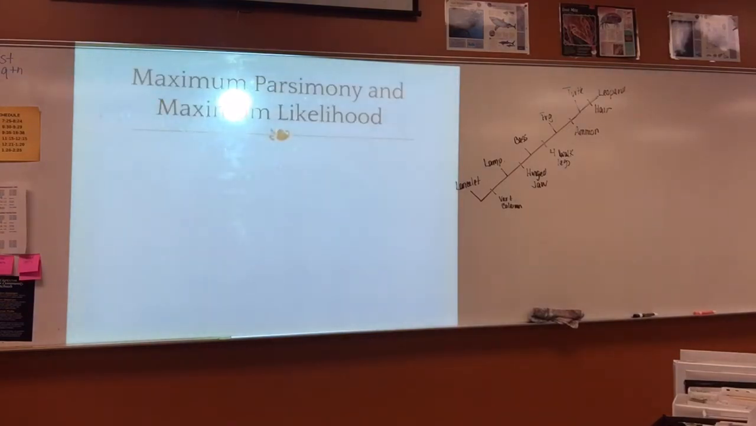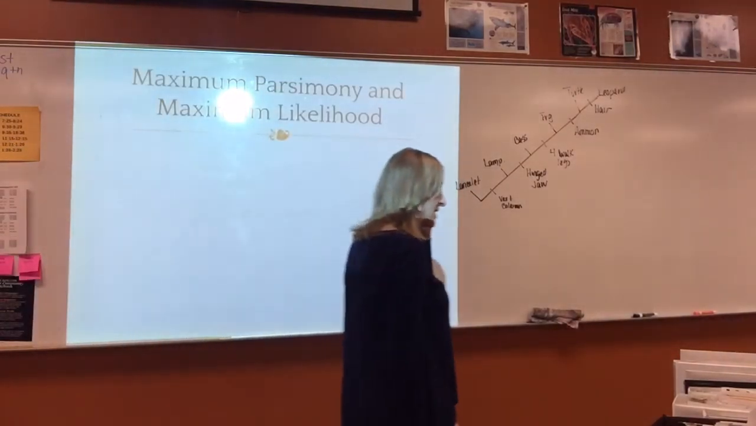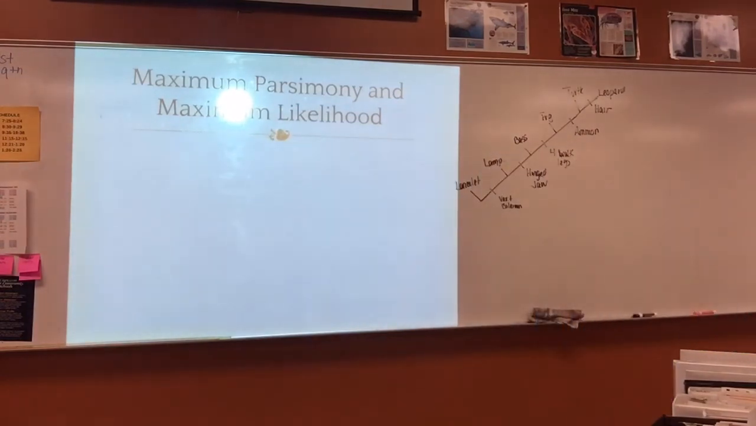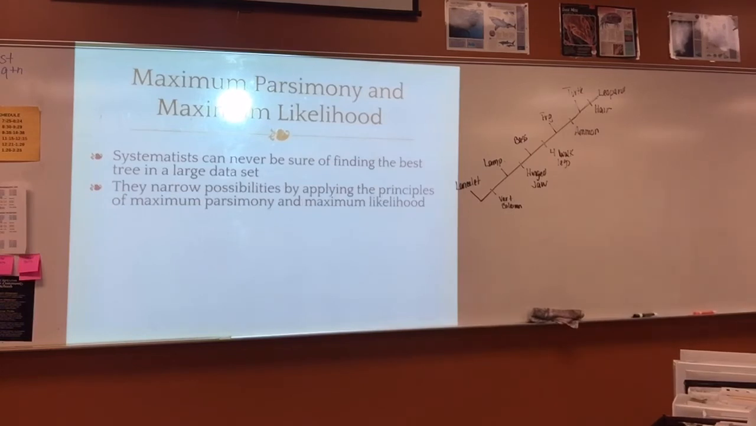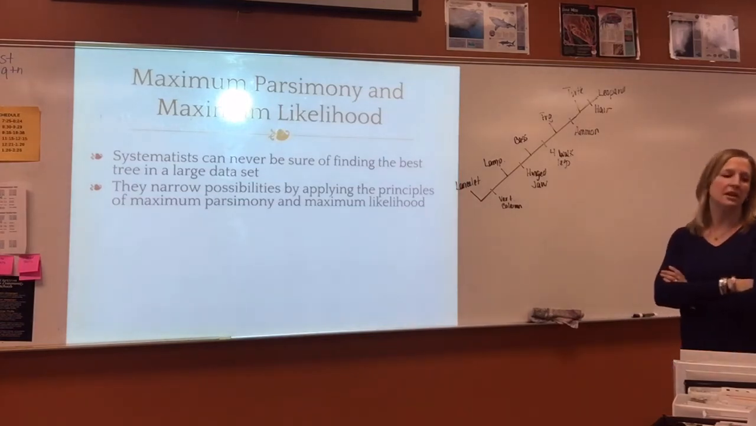When making these trees, there are often more than one way to make them. So I'm going to talk a little bit about how they know which tree is the best hypothesis. They can never be sure of finding the best tree, especially if you have a very large data set. So they narrow the possibilities by applying the principles of what we call maximum parsimony and maximum likelihood.